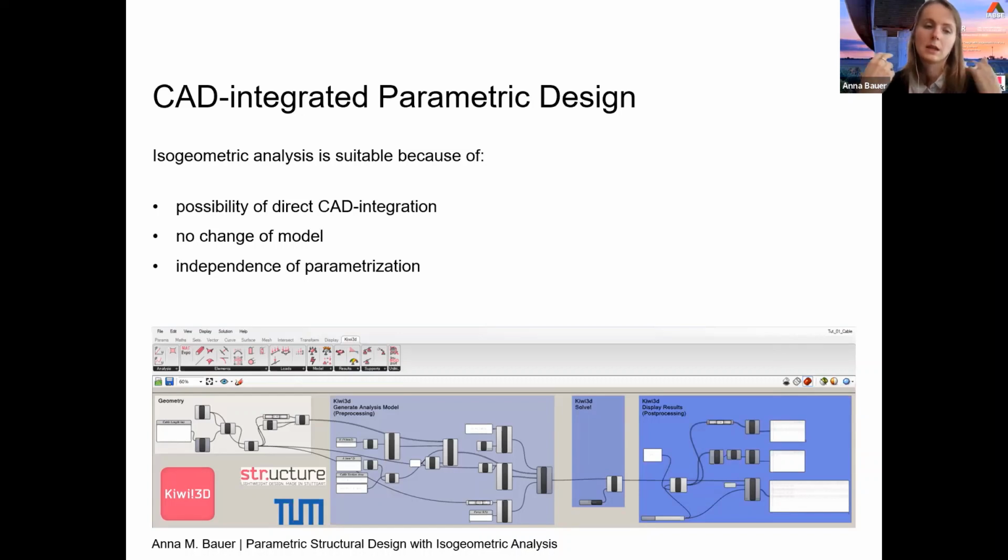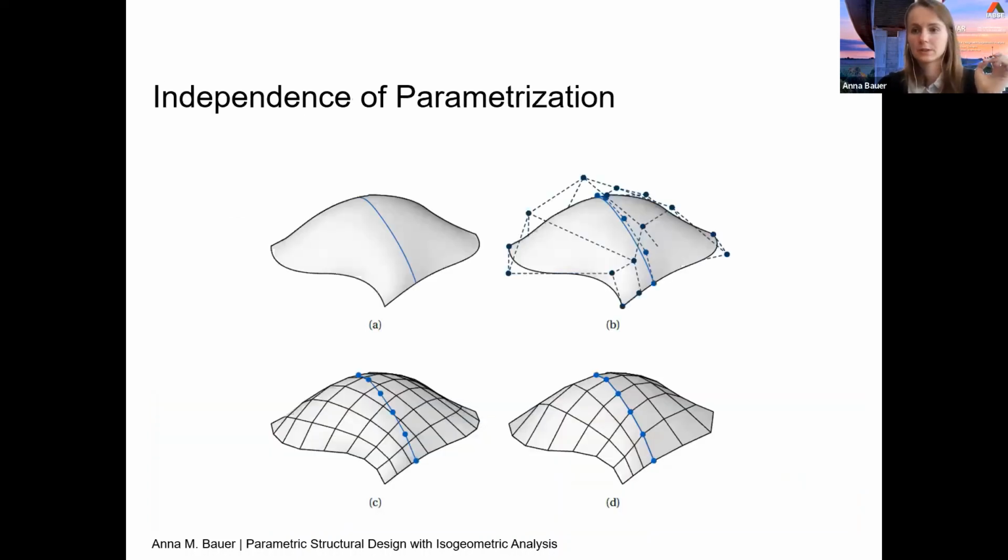And we have this independence of parametrization. So we don't have to think about our structural model when we are designing the geometry. So we can just design it and generate the structural model later. And where is this important? A simple example for this is this surface that should be coupled to a beam, which should be somehow in the middle. With NURBS, I can just model it and have to ensure that the geometries are matching. But as I do it with CAD, they will match in the tolerances that I apply.